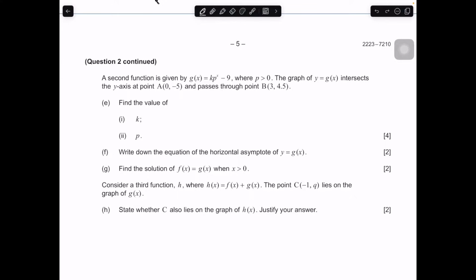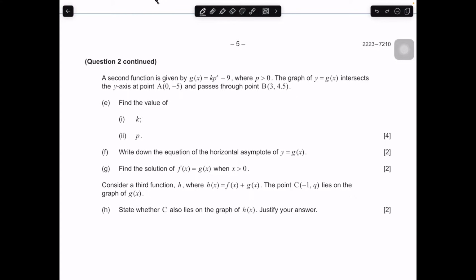So a second function is given by g of x is equal to k p to the power of x minus 9, where p is greater than 0. The graph of y is equal to g of x intersects the x-axis at point A, which is (0, -5), and it passes through the point B, (3, 4.5). So a lot going on here. It's pretty dense. What do we have?